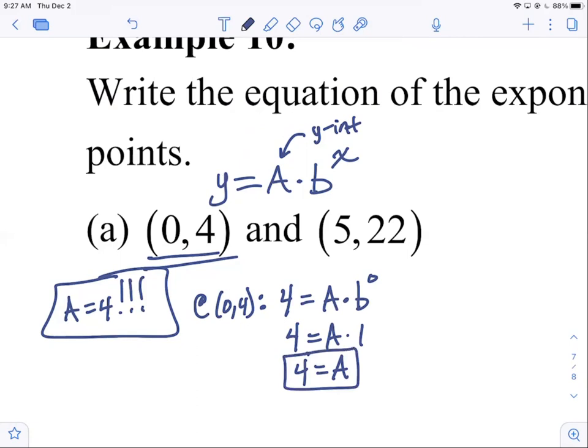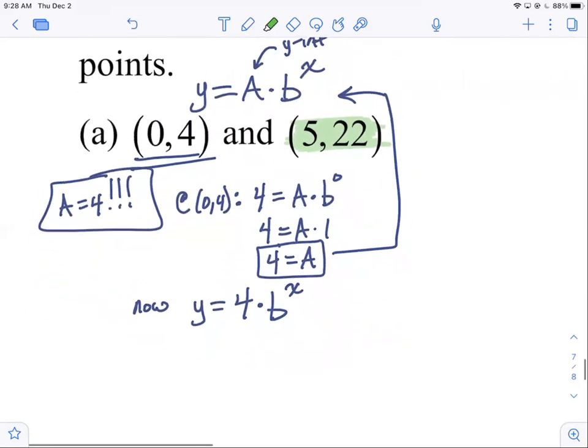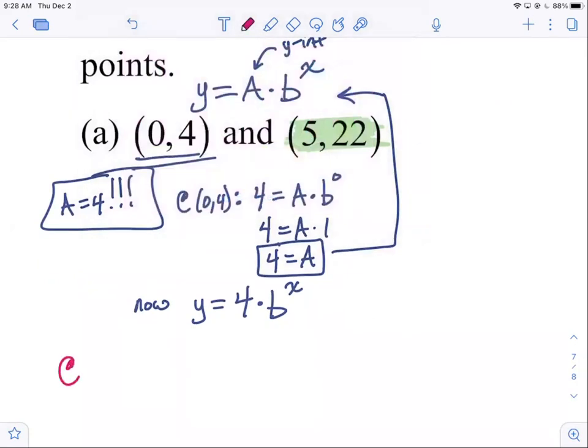So now you're like, oh, I've got a. So if I plug that back in up here, now I have y equals 4 times b to the x. So I'm getting closer to getting the equation, but I still have one unknown value of b. So I need another piece of information. Oh, that's exactly what we're going to do. We only need 2 pieces of information. You can have more than 2. So now we're going to plug in to get the second value. All right. So now we're going to say at the point (5, 22).